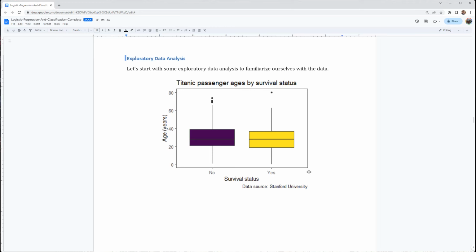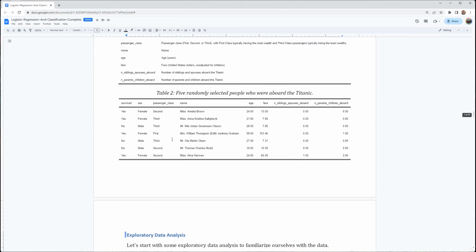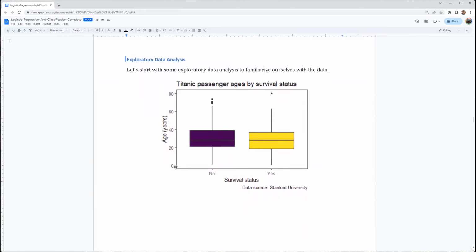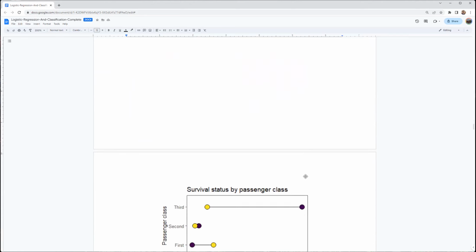But sometimes that can be confounded by other factors, right? So the age of a passenger is likely related to their class, whether they're first, second, or third class, right? It's probably very likely that first class passengers, the wealthiest, are older than third class passengers, who are probably younger, typically. Younger people don't have as much money. That's still true today, unfortunately. That's just not surprising, I suppose.